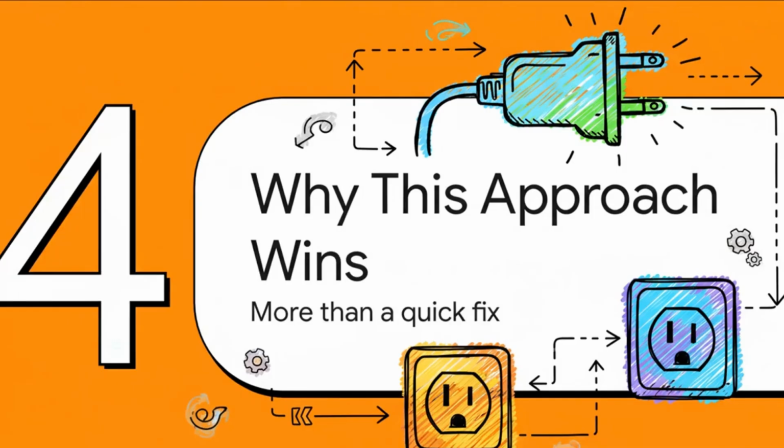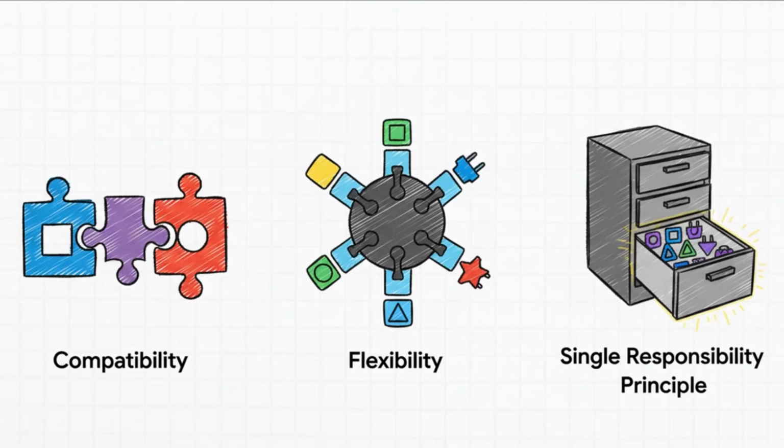Now, you might be looking at this thinking, that's a bit of extra code just to call a method. And you're not wrong, but let's zoom out a bit. Let's talk about why this approach is so much better in the long run than just hacking something together. There are three massive wins here. First, compatibility. We just made two things that couldn't talk to each other, talk, and we did it without changing a single line of their original code.